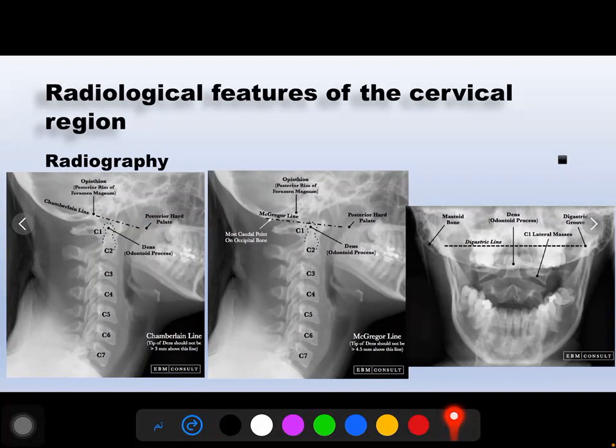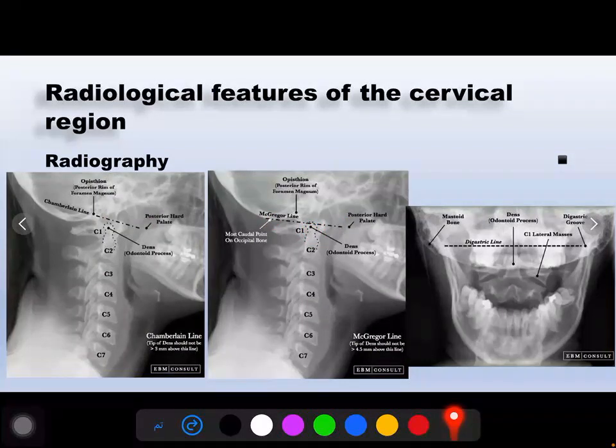While the McGregor line extends from the posterior aspect of the hard palate to the occipital region, the base of the occipital region. So the odontoid should not be more than 5 mm above this line.